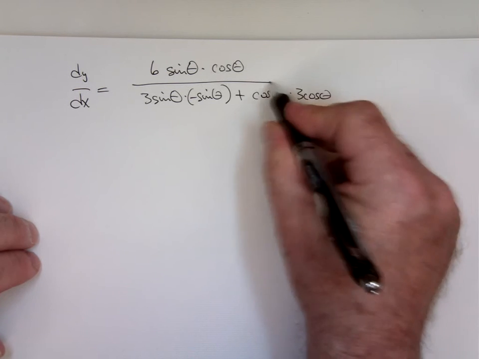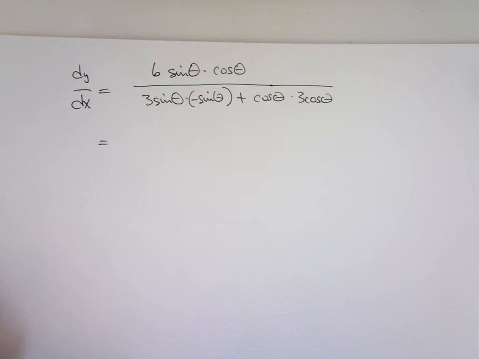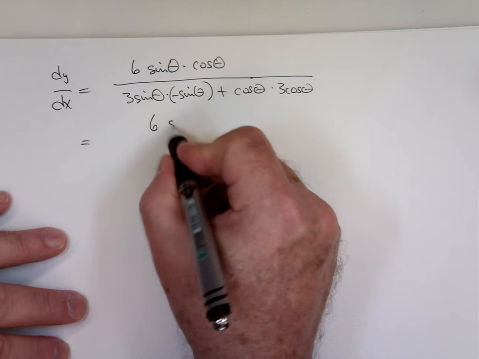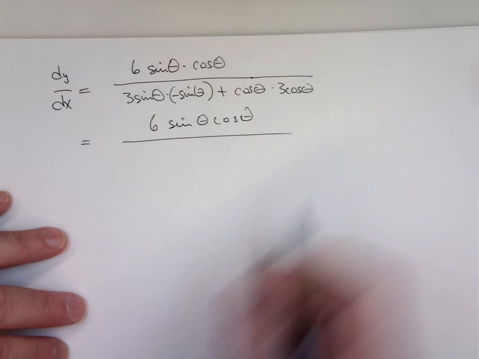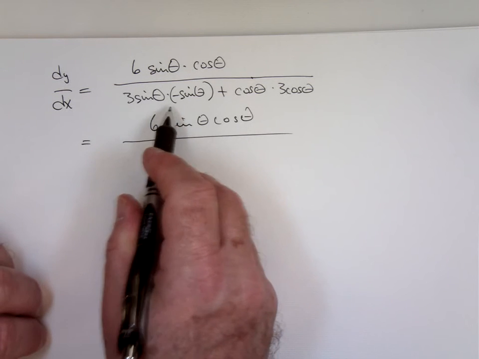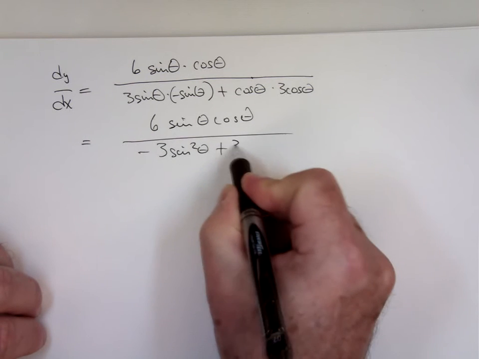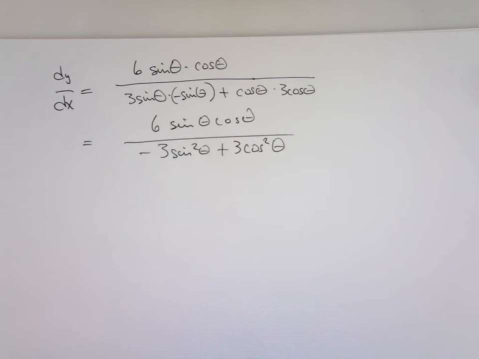That's what it is. What can I tell you? So what do you got? You got 6 sine theta cosine theta. What do you have here? You have minus 3 sine squared plus 3 cosine squared. It would be nice if that were equal to 1, but it's not. But you do have something here.